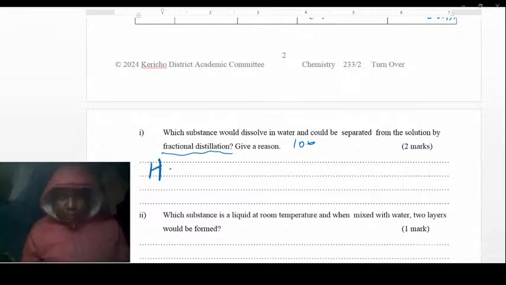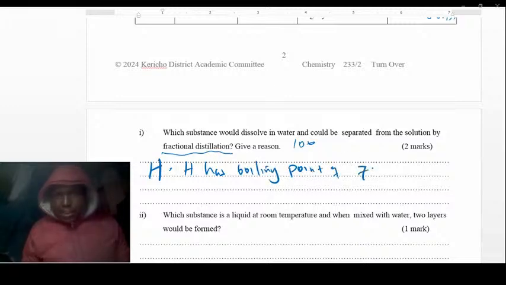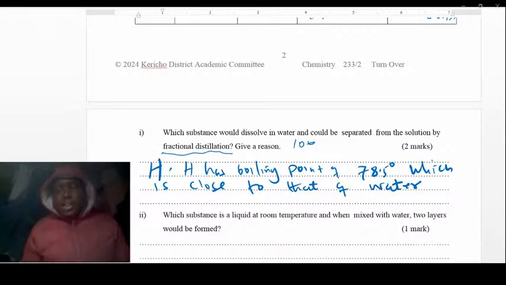The reason is that H has a boiling point of 78.5 degrees, which is close to that of water, hence it can be separated by fractional distillation.